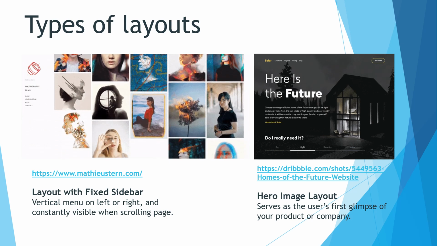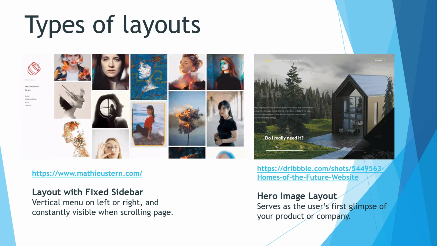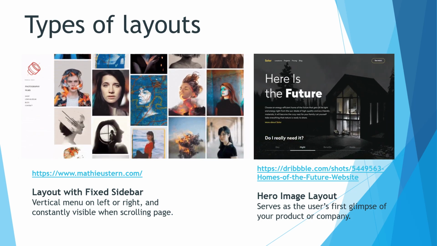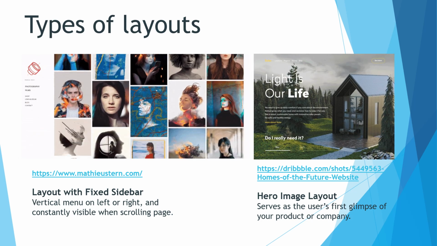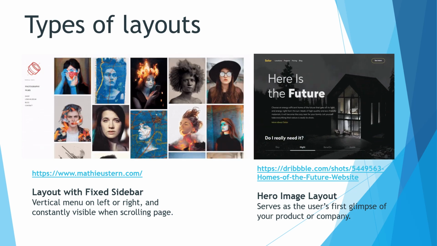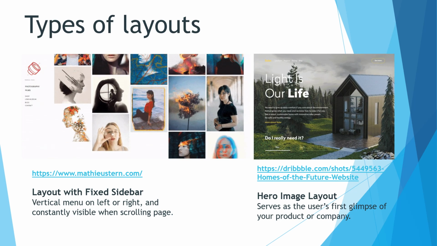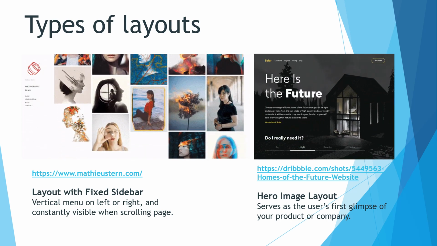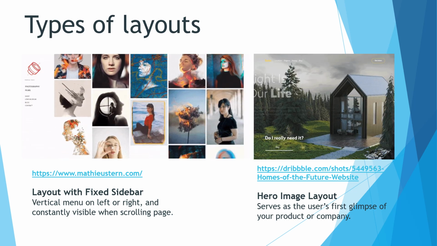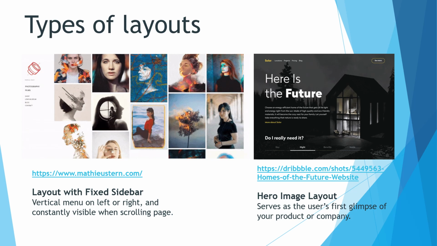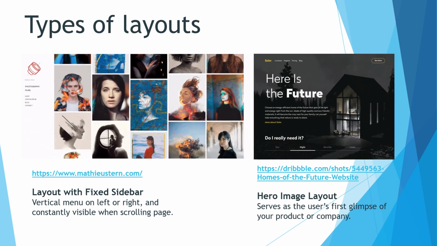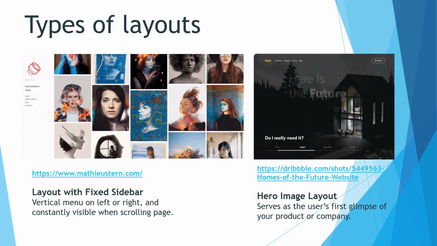Then we have the layout with a fixed sidebar. Here's the sidebar here, if you can see it. So the menu options are placed, say, in a vertical column, in either the left or the right part of the website, and it's going to be constantly visible. So the viewer can always access the navigation anytime. This is going to work best if you only have a few navigation options, whereas the rest of the website's going to scroll, but that navigation sidebar is fixed.